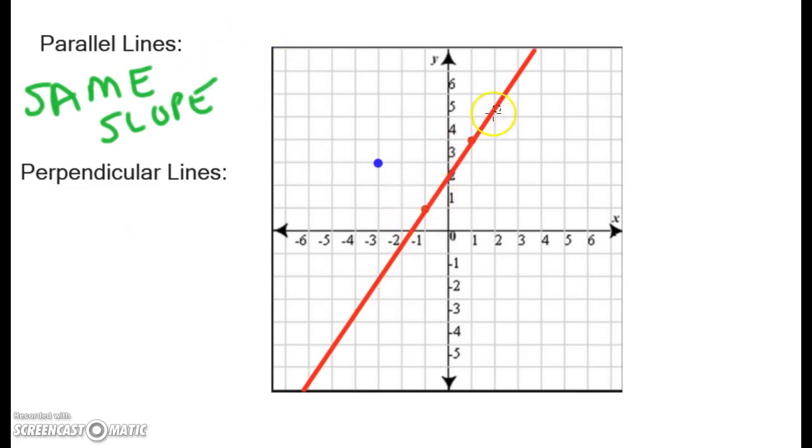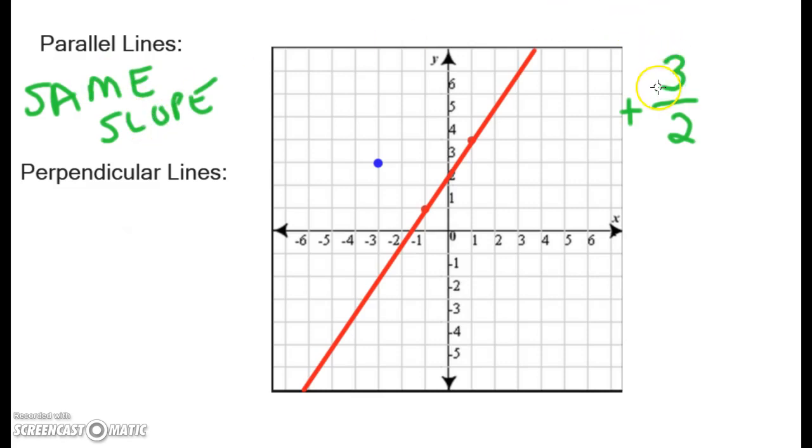If you look at this line that's on the graph right here, we can figure out its slope by counting rise over run. So I'm going to count up 1, 2, 3, and over 2. So this line, the red line, has a slope of positive 3 over 2. In fact, I'm going to write positive here just so that we know. It is positive 3 over 2. If I want a line that's going through this point to be parallel to this, it's going to need to have the exact same slope.